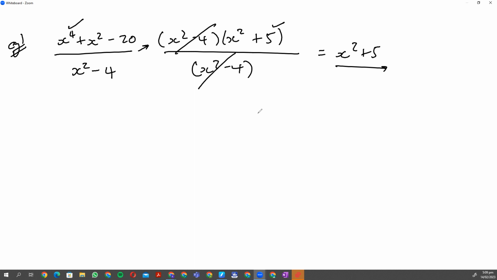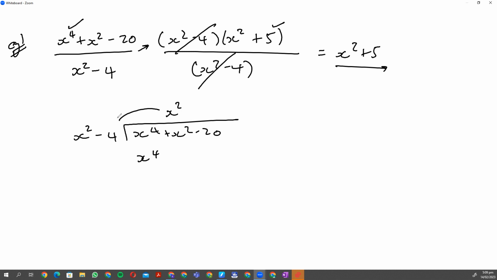Looking at it like that, if I had to use long division now, x squared minus 4 would go on the outside, and then x to the power 4 plus x squared minus 20 on the inside. x squared goes into x to the power 4 x squared times. And x squared multiplies by x squared, becoming x to the power 4, multiplies by negative 4 to become negative 4x squared. Then we subtract. So those two will cancel out. That'll become plus 5x squared, bringing down negative 20.